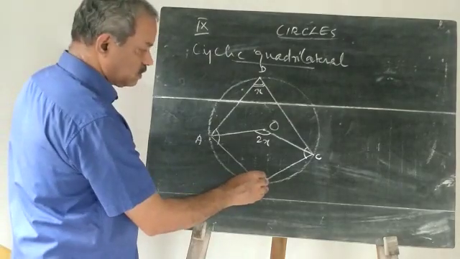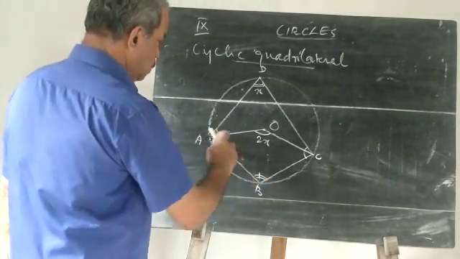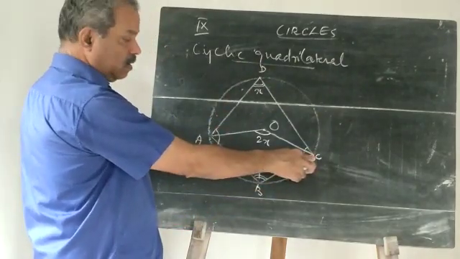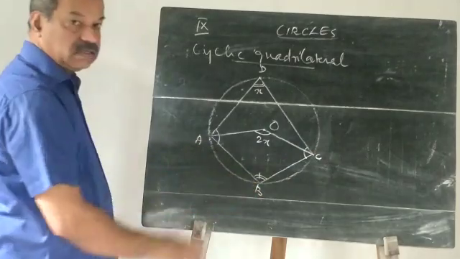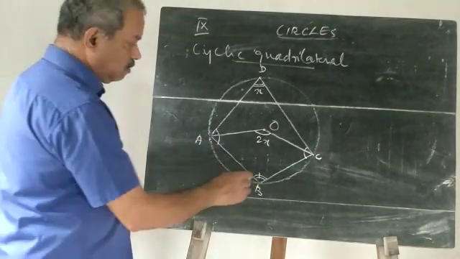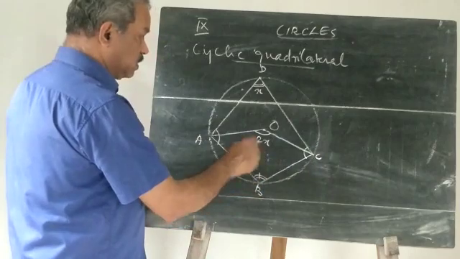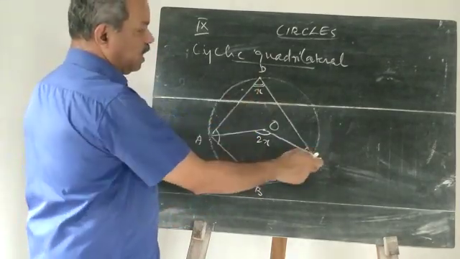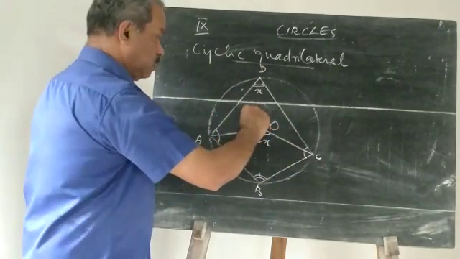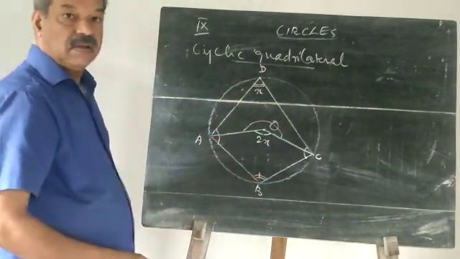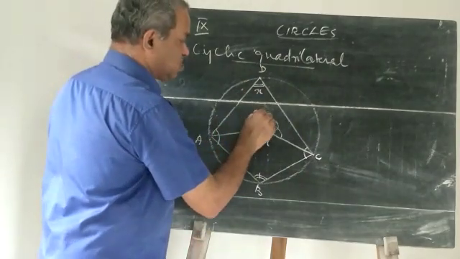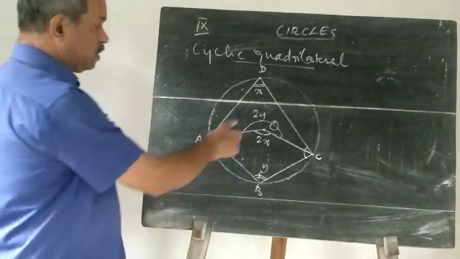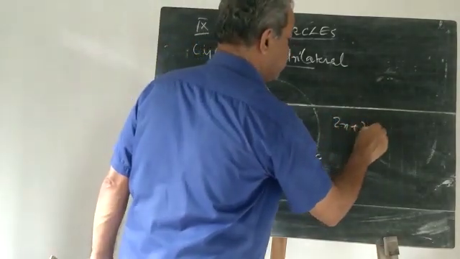Then what is the measure of this angle? This angle is subtended by the arc ADC at the other part of the circle, and this is the central angle, the angle subtended by arc ADC at the center. So if this measure is 2y, then what is this measure? y. What is 2x plus 2y?